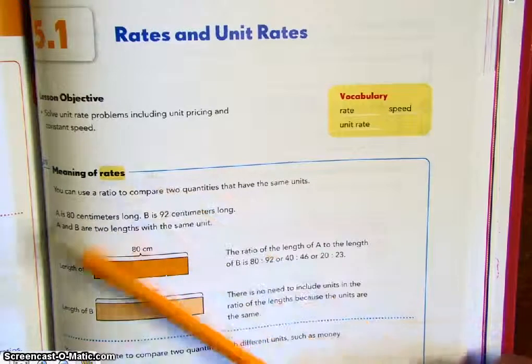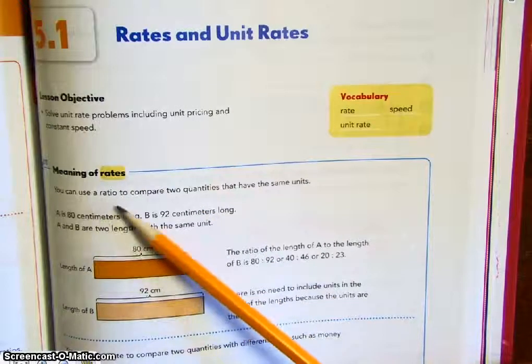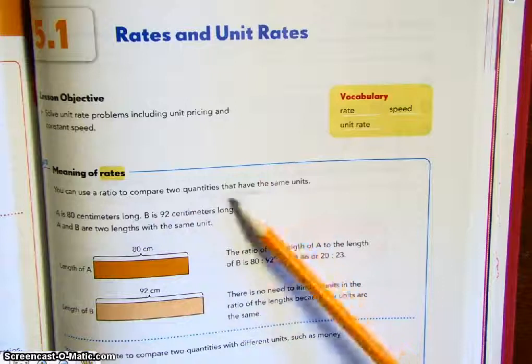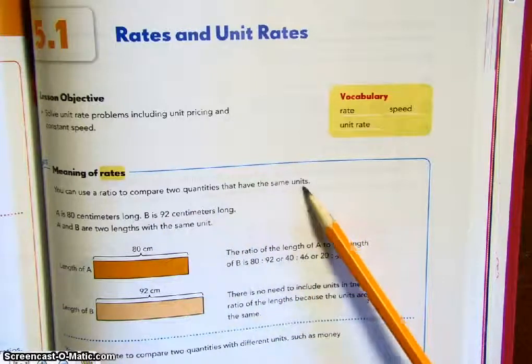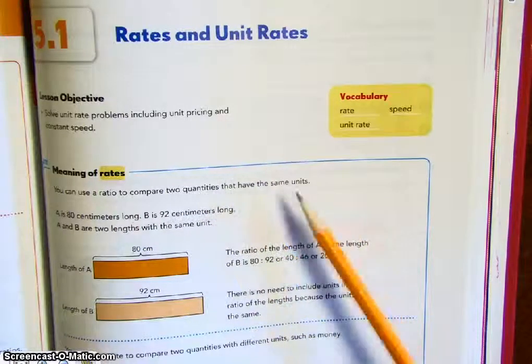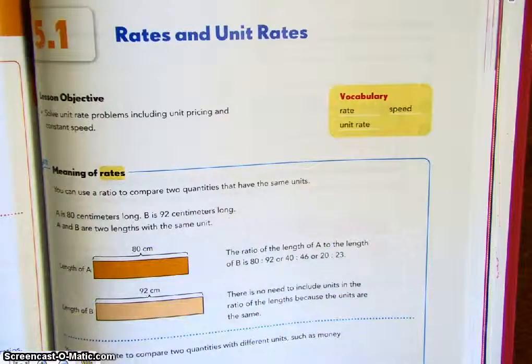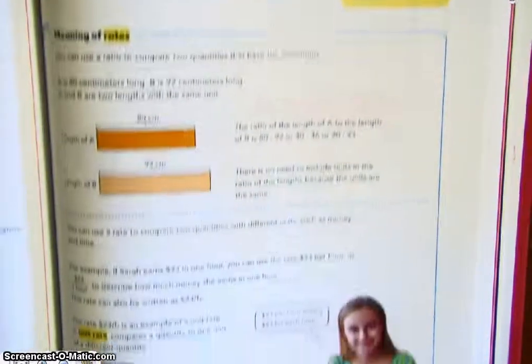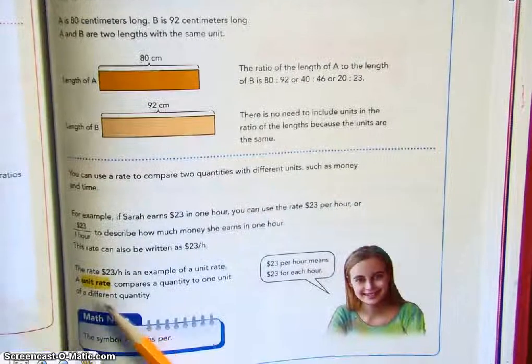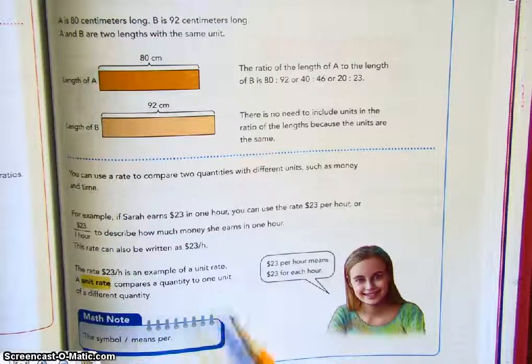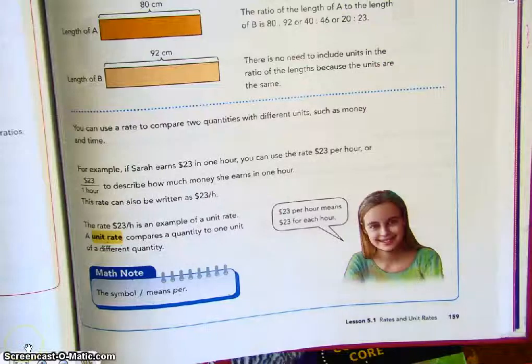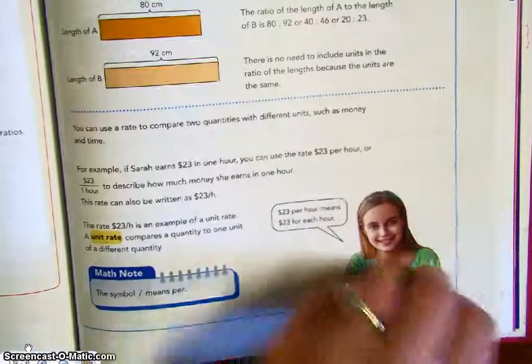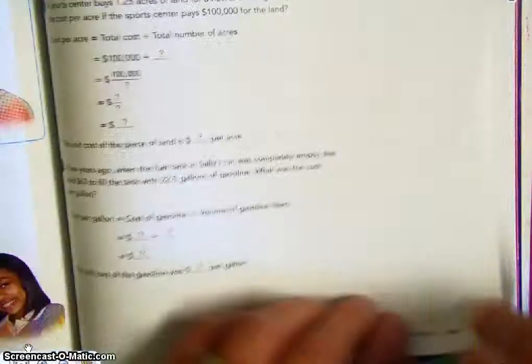So the meaning of rates, we already talked about. You can use a ratio to compare two quantities that have the same units. So two quantities that have the same units is one, but then a unit rate compares two different quantities and one of them is a unit. And if you remember also, that's right down here, a unit rate compares a quantity to 1 unit of a different quantity. And then also remember, our little slash here means per.